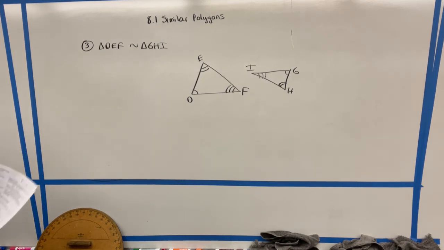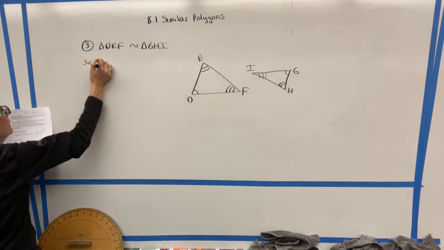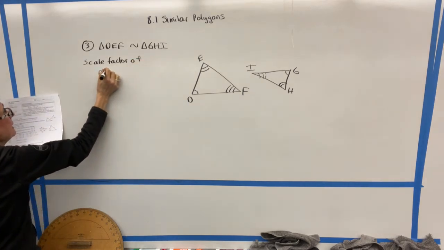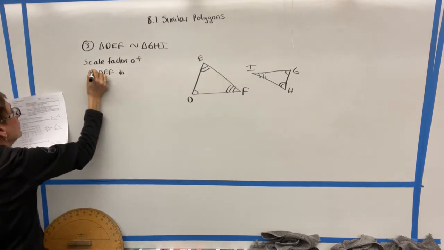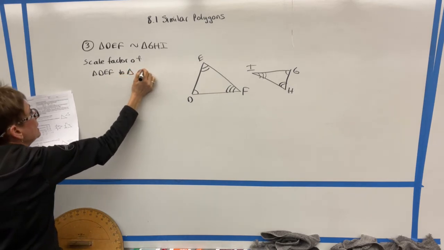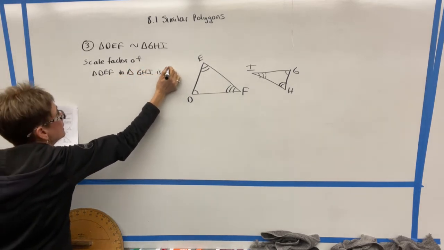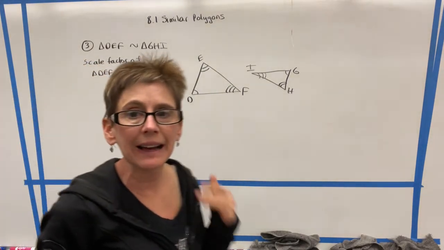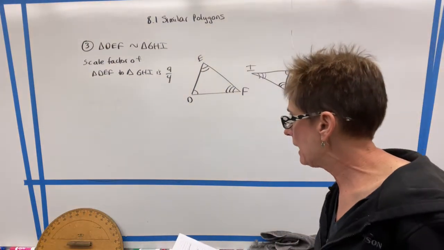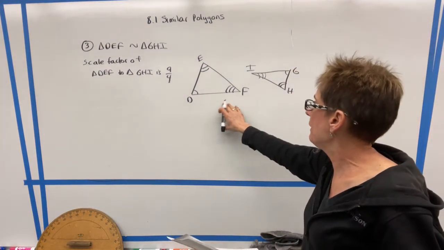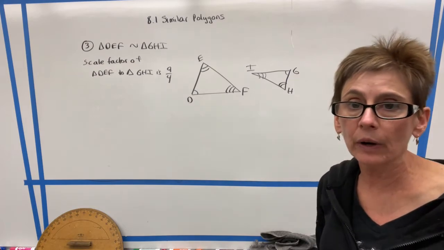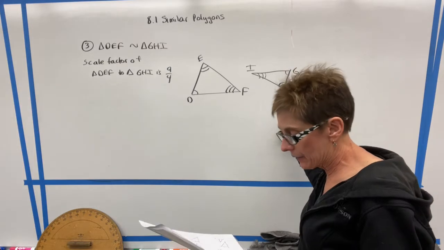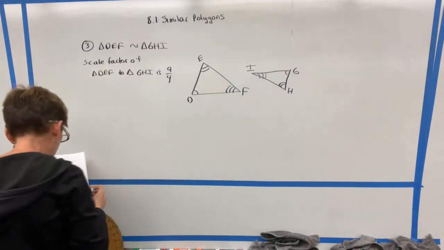Now, it says that the scale factor of DEF to triangle GHI is 9:4. So keep in mind that scale factor just means side divided by side. So if they're telling me that the scale factor of DEF to GHI is 9/4, what that means is when I take a side on the left divided by a side on the right, I need to get 9/4.